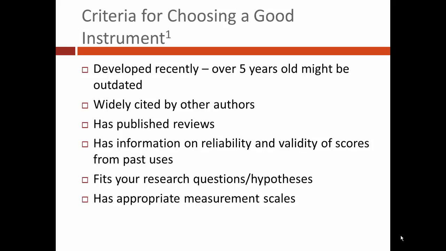How do you choose a good instrument? When choosing among available instruments, you should be guided by the following criteria. A more recent instrument is preferable over the older ones. The instruments that are widely cited by other authors and have published reviews are more credible. An instrument of your choice should have information on its reliability and validity from past uses. And finally, it should fit your research questions and have appropriate measurement scales.